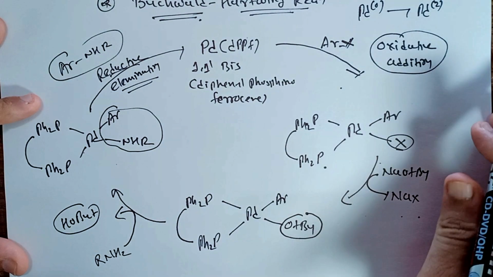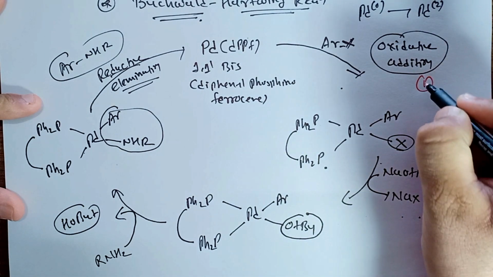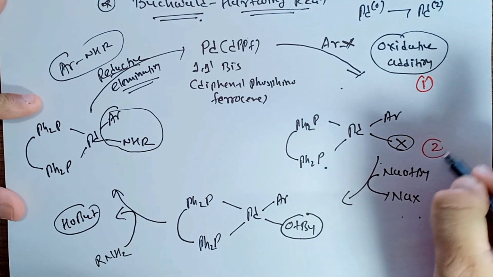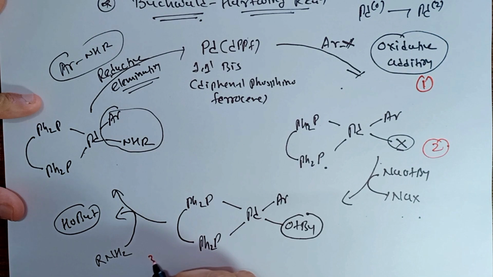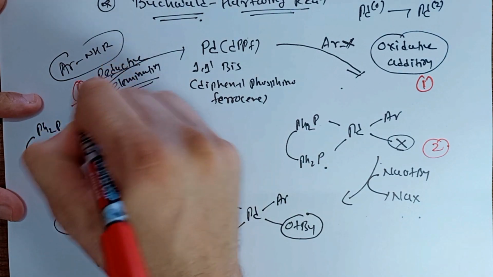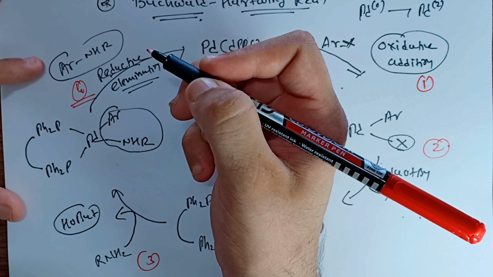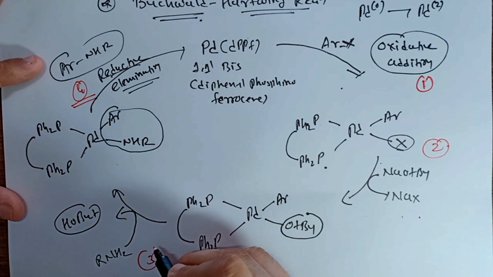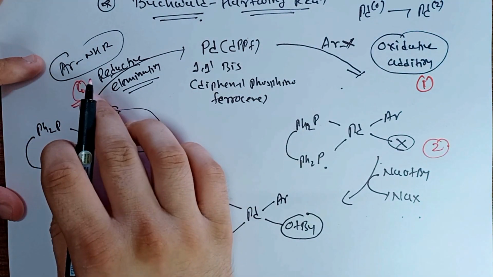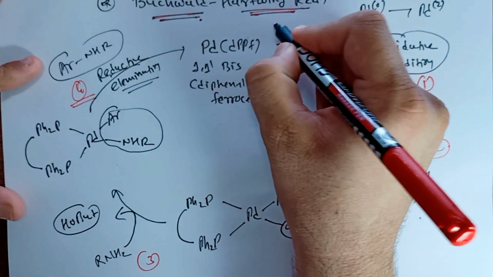Again you have to remember the most important step, that is the oxidative addition step. Second one, that is ligand exchange. Third one, we can say the transmetallation step. Now last one, that is the reductive elimination reaction. So you have to remember these four steps: oxidative addition, and last one, reductive elimination reaction. So this is our Buchwald-Hartwig reaction.